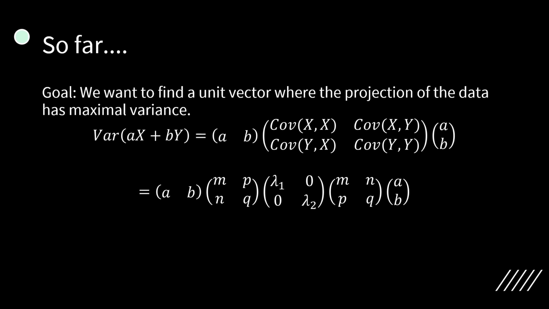Oh, we have done so much math, I think we need to recap for a minute. So far, this is what we have. We figured out that the variance of ax + by is this expression here, where the middle one, being symmetric, can be expressed as this diagonalized version. And we want to find the unit vector (a, b) that will maximize this expression.